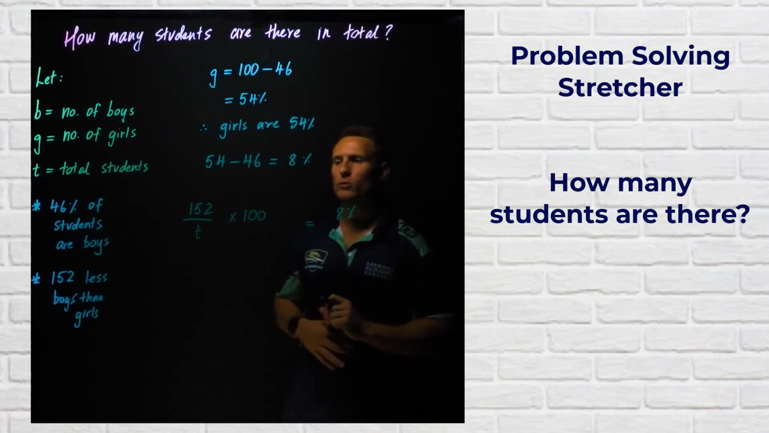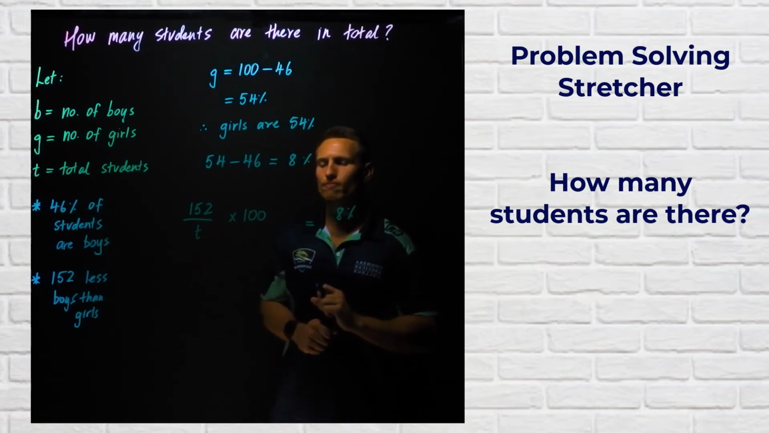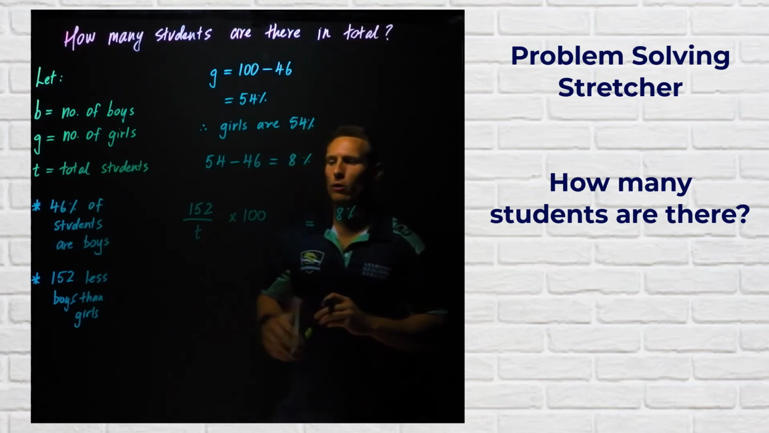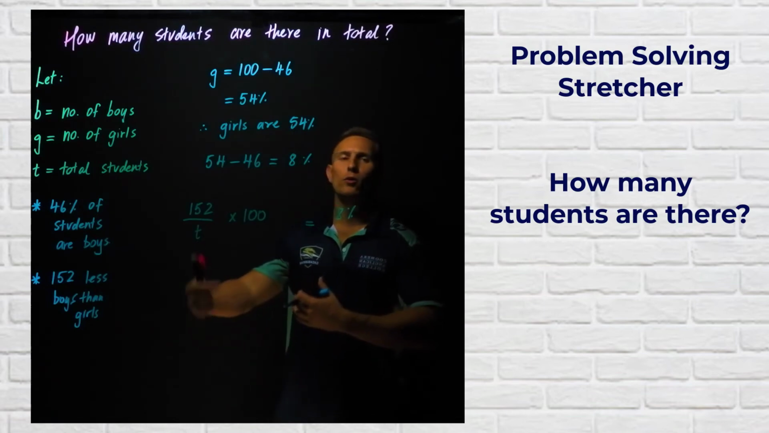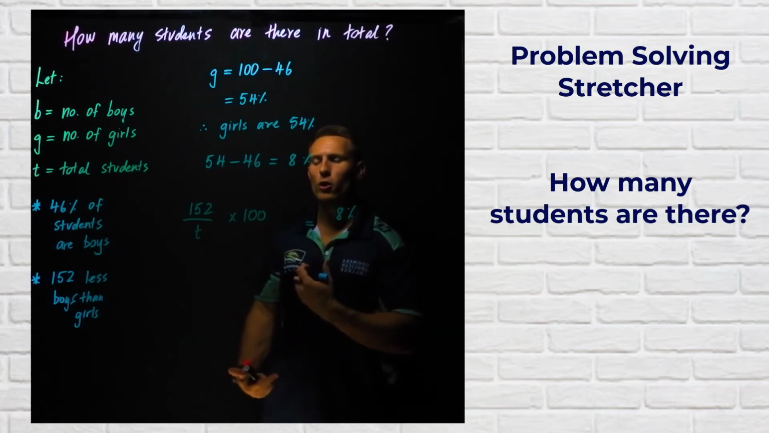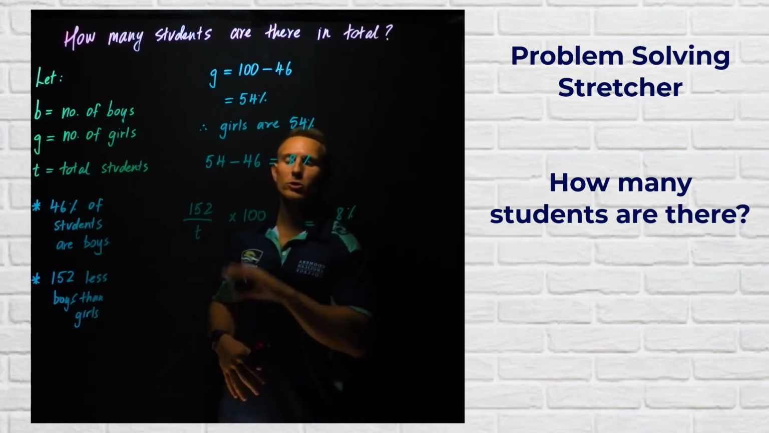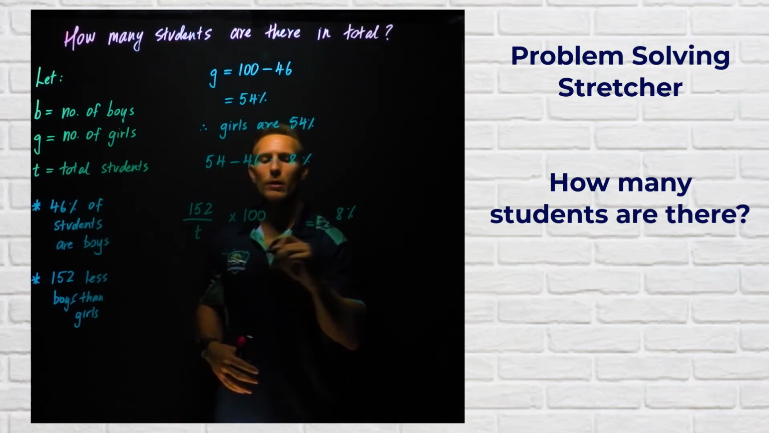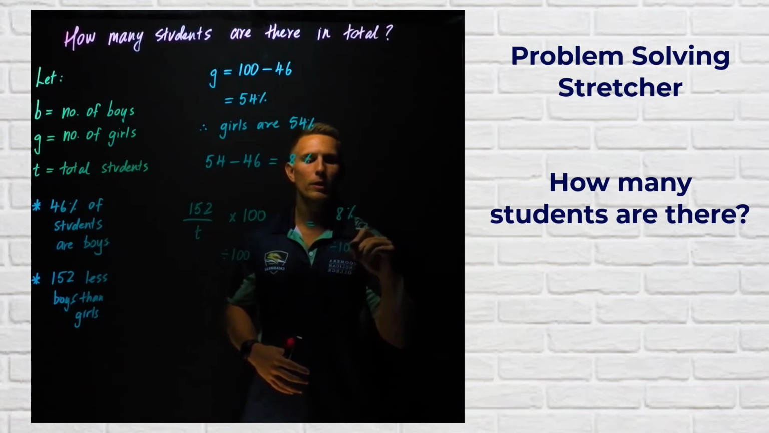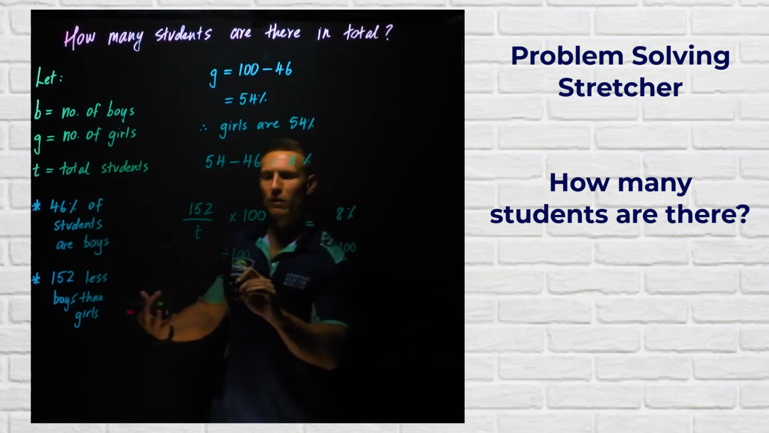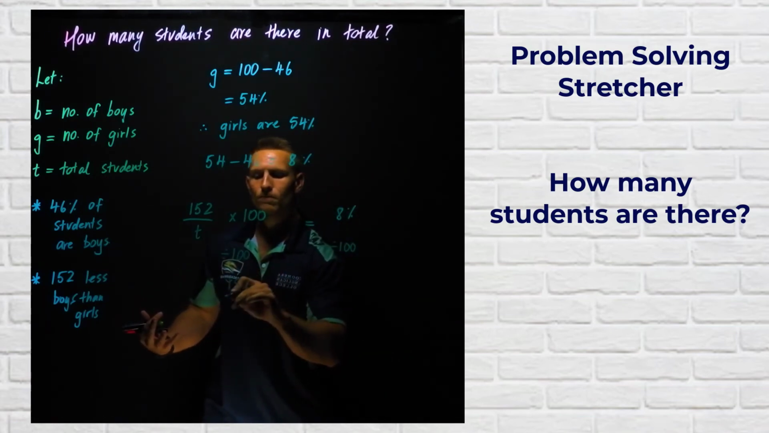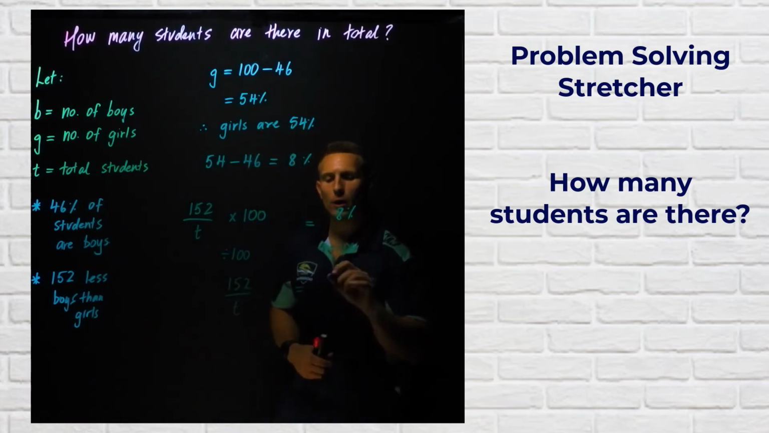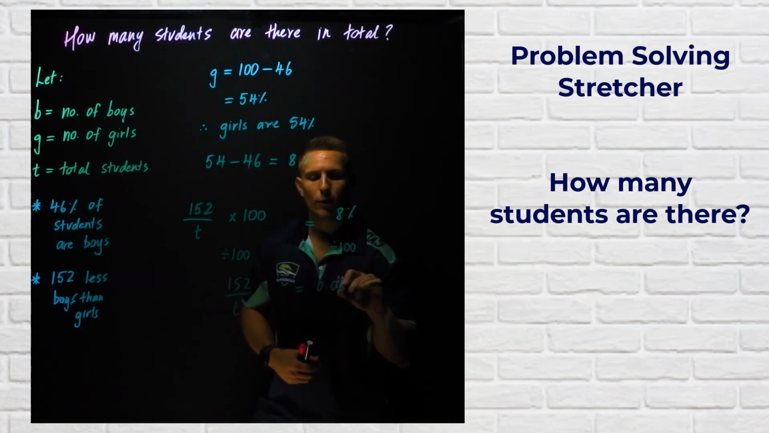Now we need to use our algebra skills to solve this equation. Follow along step by step. The first thing we need to do is get rid of this multiply by 100. In order to do that, we need to do the reverse. The opposite operation for multiply is divide. So we're going to divide this side by 100 and this side by 100. So we're left with 152 divided by T equals 8 divided by 100, which is 0.08.